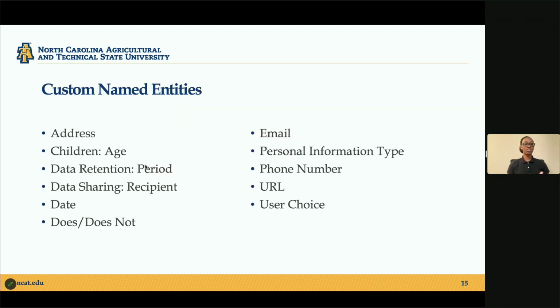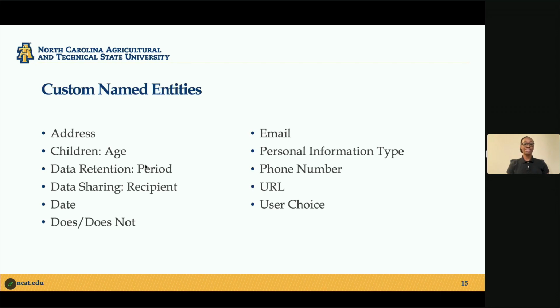And to provide more granular information, we opted to create a custom named entity recognition model with 11 entities, including children's age that was defined in the privacy policy, data retention periods, personal information type, and phone numbers, things of that nature. And we leveraged the attributes of OPP 115 to create the annotated data set for the custom NER model.